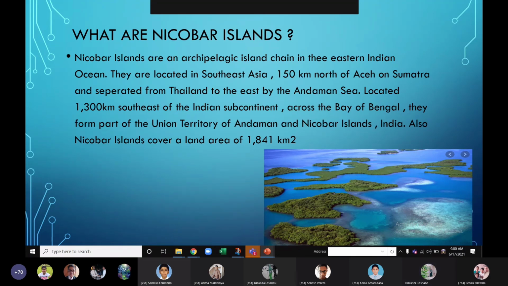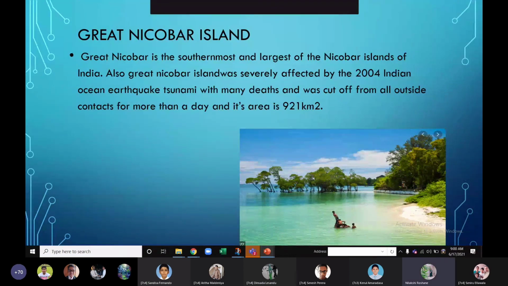Also, Nicobar Islands cover a land area of 1,841 square kilometers. So, as you can see, this is the Great Nicobar Island. Great Nicobar is the southernmost and largest of the Nicobar Islands of India. Also, Great Nicobar Island was severely affected by the 2004 Indian Ocean earthquake and tsunami, with many deaths, and was cut off from all outside contacts for more than a day. And its area is 921 square kilometers.